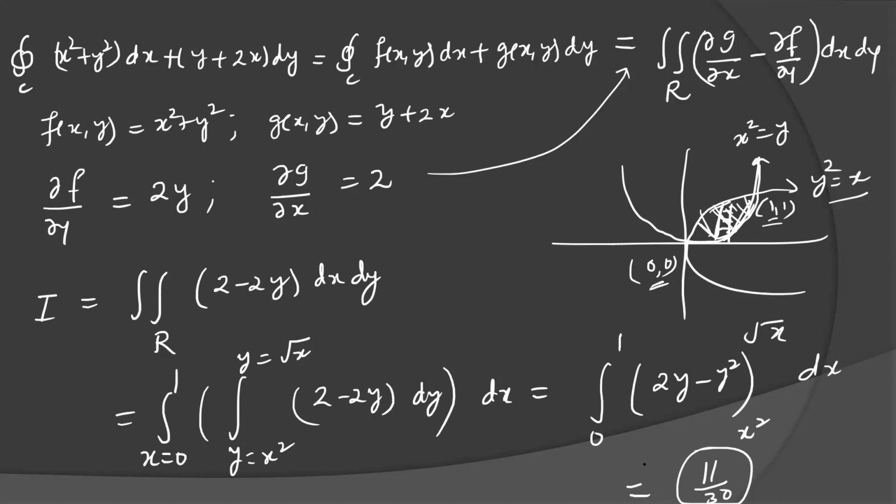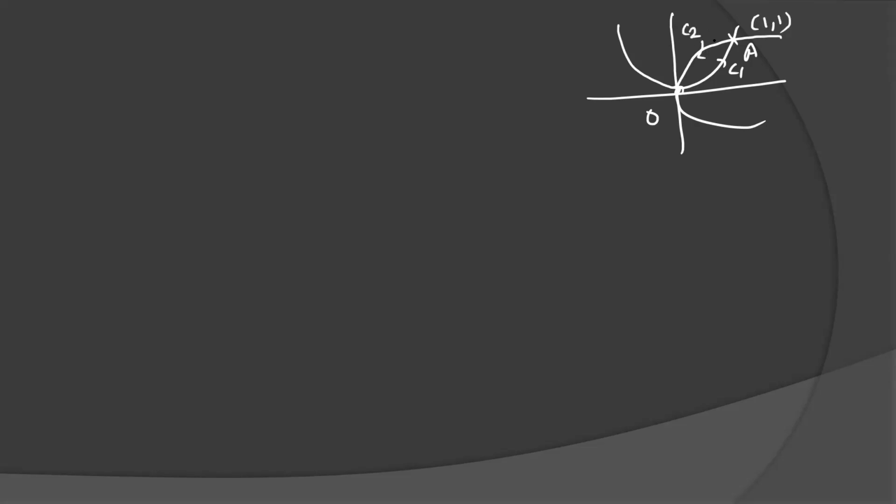So by Green's theorem, we have to solve a double integration. Now let's solve this using the line integration. So if you see the curve here, I have already supposed this is OA, this is your C1 curve, and this is your AO, that is your C2 curve. So along OA, that is the C1 curve. What is your OA curve? That was x square equal to y. And what is the AO curve? y square equal to x.